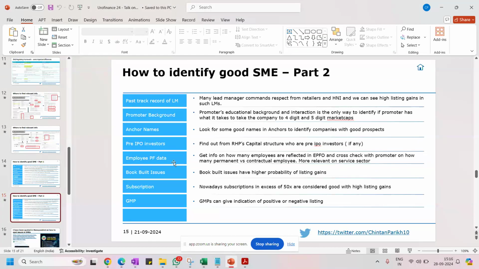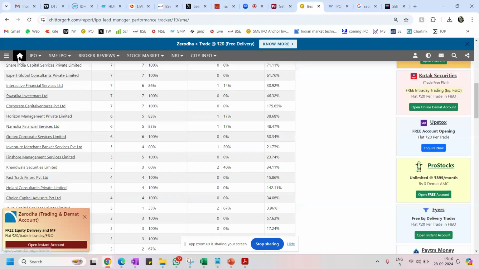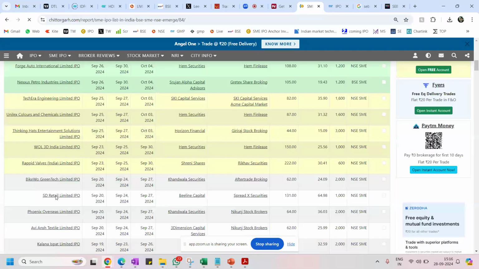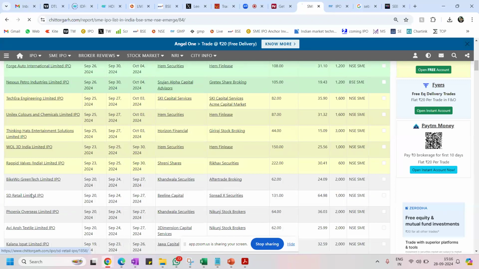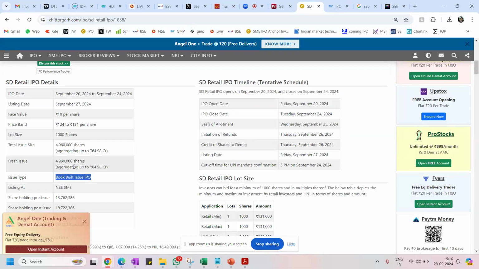Next is the anchor names. Earlier I explained there are two types of IPO: one is fixed price, another is called book built. If the IPO is a book built IPO, let's go to the same SD Retail. You can see over here, SD Retail was a book build issue. That means it will have an anchor book.